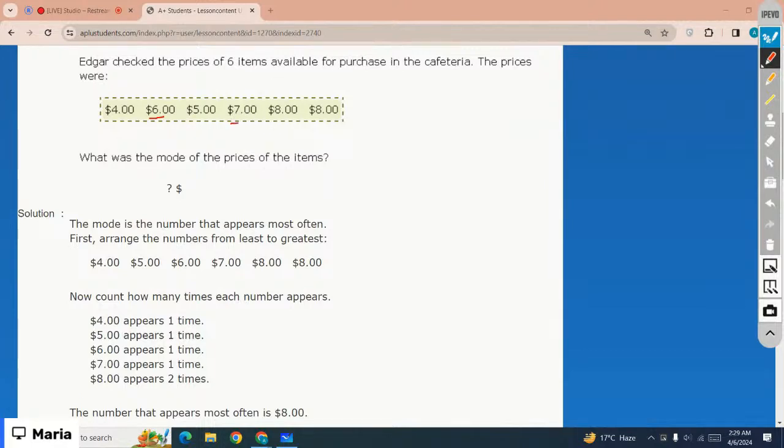$7 is also one time, and $8 is the number that appears two times in the given data. So you can see eight is the number that appears the most of the time in the given data. So the mode value is eight, right? So mode is the number that appears the most of the time in the given data. Got it? You can note down the definition. Mode is the one that appears the most of the time in the given data. Okay, let's just start with the practice questions.